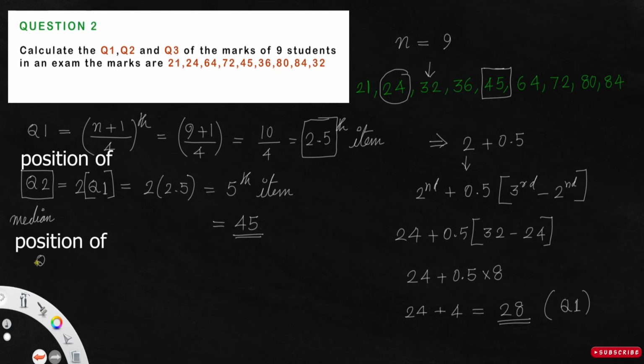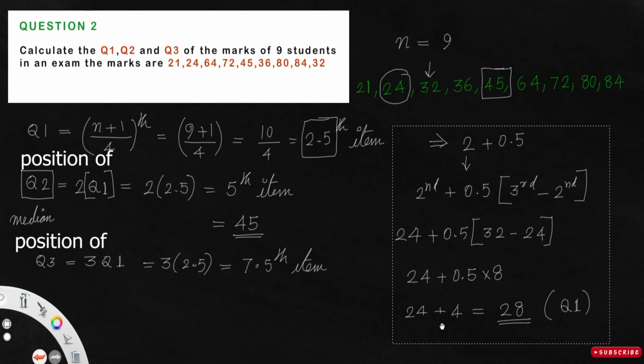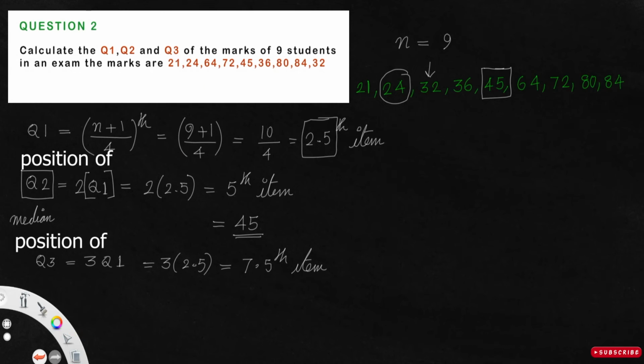Okay, now we can find Q3, for which we can use the formula 3 times Q1. So 3 into 2.5. So that will be the 7.5th item. And we can write 7.5 as 7 plus 0.5. That means 7th item plus 0.5 times the item next to 7, that is 8th minus 7th.